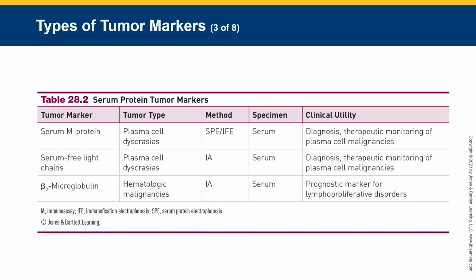Serum-free light chains, plasma cell dyscrasis, diagnosis, therapeutic monitoring of plasma cell malignancies. Beta-2 microglobulin, hematologic malignancies. It's a prognostic marker for lymphoproliferative disorders.